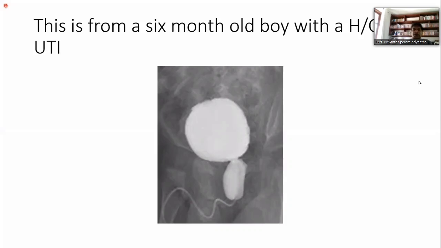This is the X-ray from a 6-month-old boy with a history of urinary tract infection. What is the investigation? Micturating cystourethrogram. You can call it a voiding cystourethrogram.